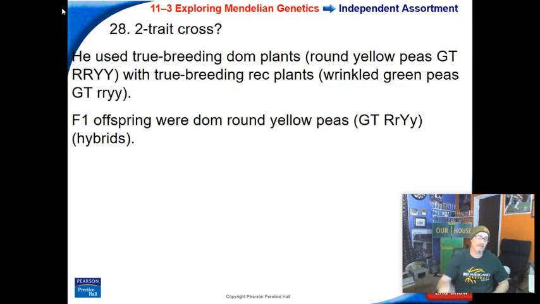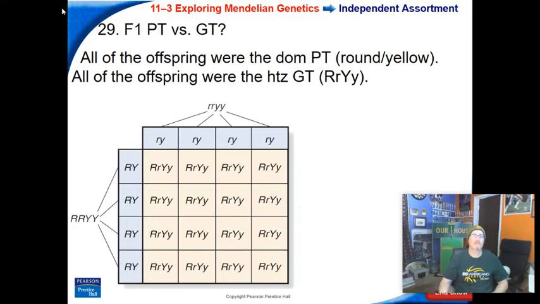All right, moving ahead. Okay, so the F1 phenotype versus the genotype. So the phenotype, they were all round, they were all yellow. They had both dominant traits. But they were double hybrids. Remember, HTZ stands for heterozygote. GT stands for genotype. PT stands for phenotype.